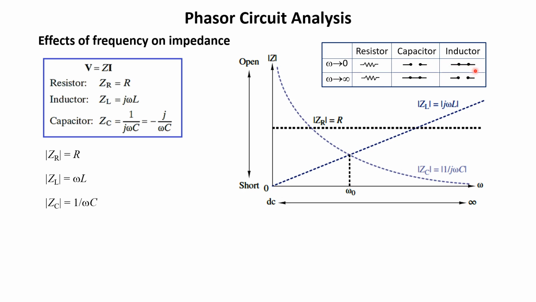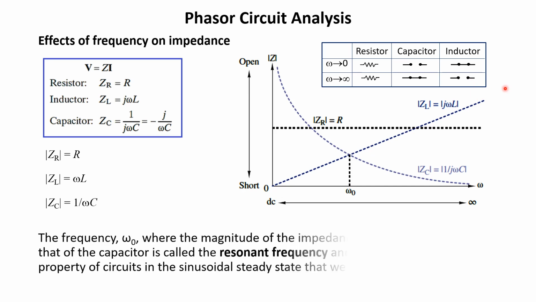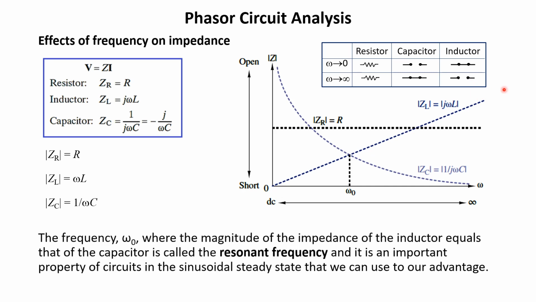The behavior of the inductor is dual to the capacitor. The inductor behaves like a short circuit due to 0 Z_L if the frequency approaches 0. This is the magnitude of Z_L. So 0 means a short circuit, and as frequency approaches infinity, the magnitude of Z_L also approaches infinity. So infinity means it behaves like an open circuit.